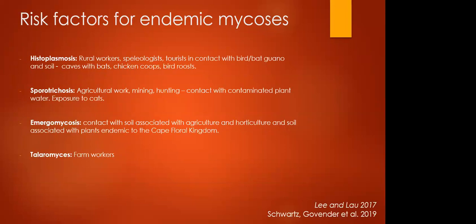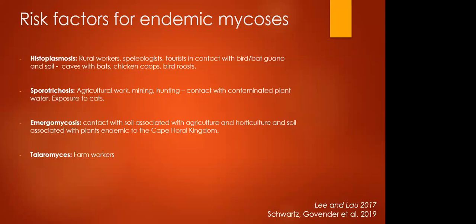Sporotrichosis is found globally in soil and in decaying plant matter. So agricultural work, mining, hunting, so anything where you're in contact with contaminated plant matter may put you at risk. And exposure to cats, as well as dogs and armadillos and birds and parrots, may also put you at risk for sporotrichosis.